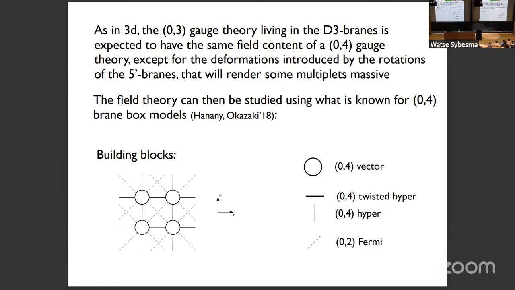There is a lot of information about these gauge theories, how they are realized in brane models, and in particular in brane boxes, which is what we have now. This was studied by Hanany and Okazaki, and we can borrow the results that they found. So indeed, when you have these configurations in which you have the D3 branes that are stretched between NS5s and NS5 prime branes, you have to look at the quantization of the open strings with both ends on the same stack of the D3 branes or on different stacks across NS5s and NS5 prime branes.